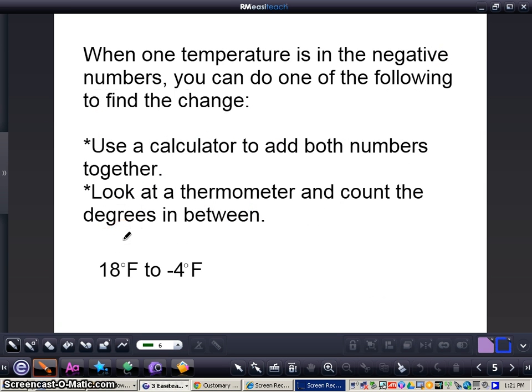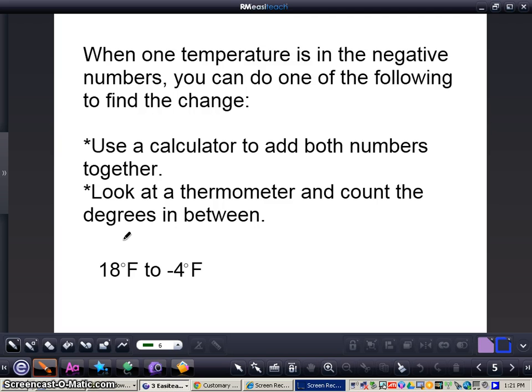So one other part whenever we're looking at changes in temperature, it's important to understand that whenever we're dealing with negatives, it can be a little bit different. When temperature is in the negative numbers, you can do one of the following to find change. First of all, you can use a calculator to add both numbers together. And then also you can look at the thermometer and count the degrees in between.